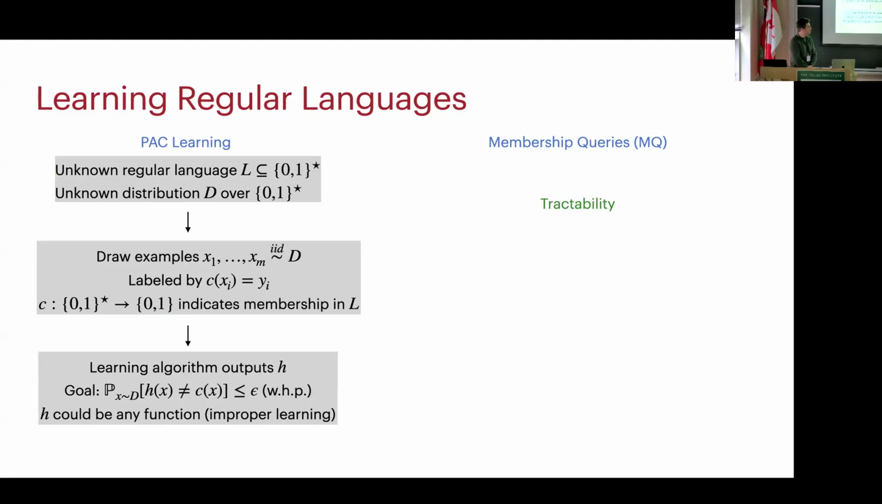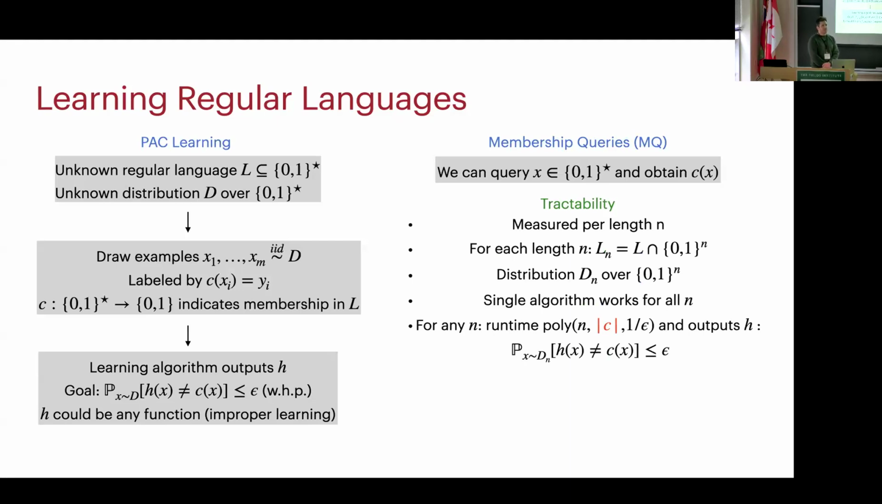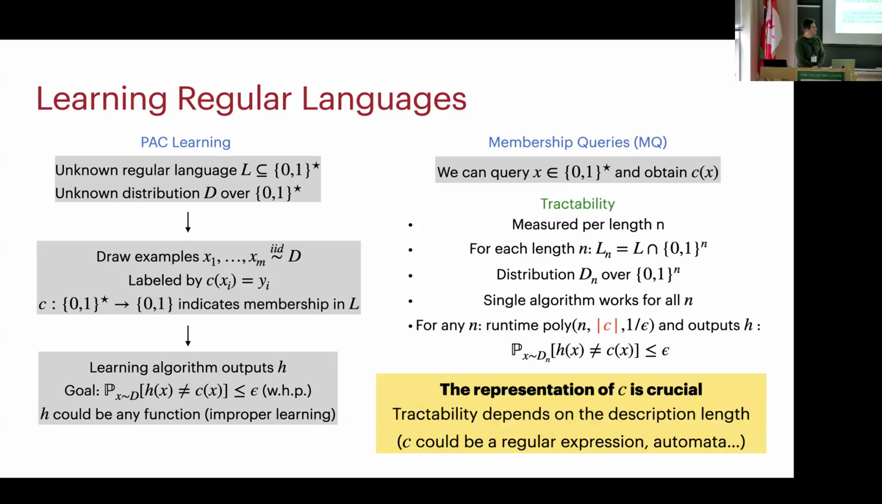We don't need to output a function that is a regular expression. We can output whatever we want. We also allow membership queries, which is we can actively query any strings we want and get its label. The standard way to measure tractability is per the length of the string. So for length n, we define the language L_n to be strings in the language of size n. We define the distribution D_n to be a distribution over strings of length n. We want one single algorithm that runs in time polynomial in n, the accuracy parameter, but most importantly in the representation size of the target concept, such that it approximates well the target concept C. The main point is the representation of C is really, really important because tractability depends on this description length.